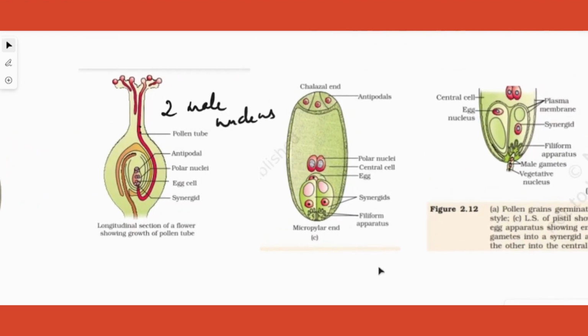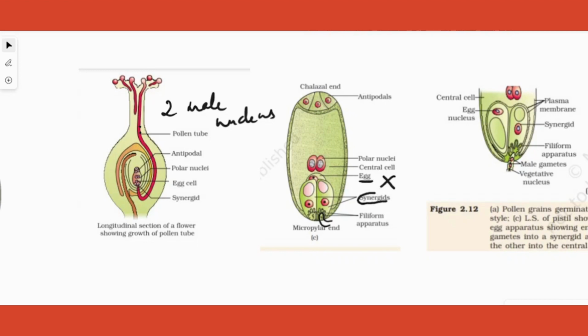Right, now when it reaches the embryo sac, which side does it enter through? It enters through the micropylar end, or the place where there is an opening. All right, so once it enters, what enters? The two nucleus is trying to enter here. The pollen tube is helping it to go through it. Does it directly go to the egg? No, it does not. Remember this. Where does it enter?